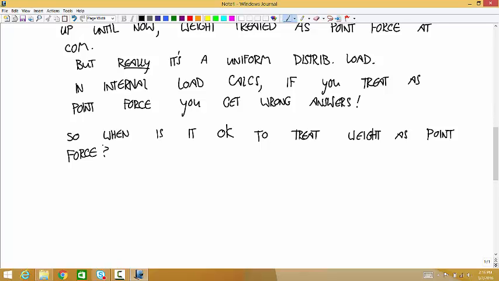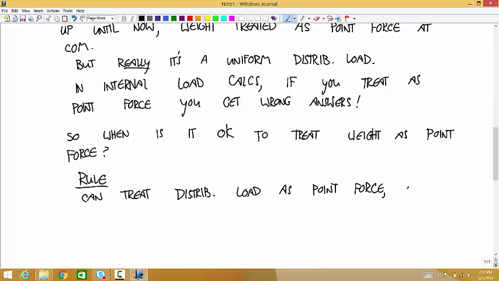Okay, so here's the rule. You can treat a distributed load, not just weight, but any distributed load, as a point force once you've chosen the body to isolate. Not before.